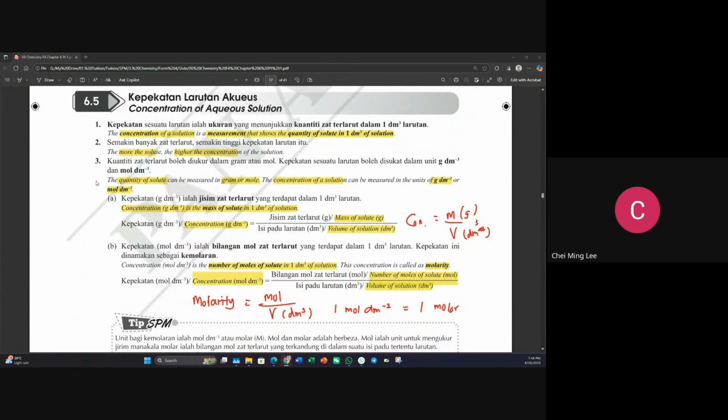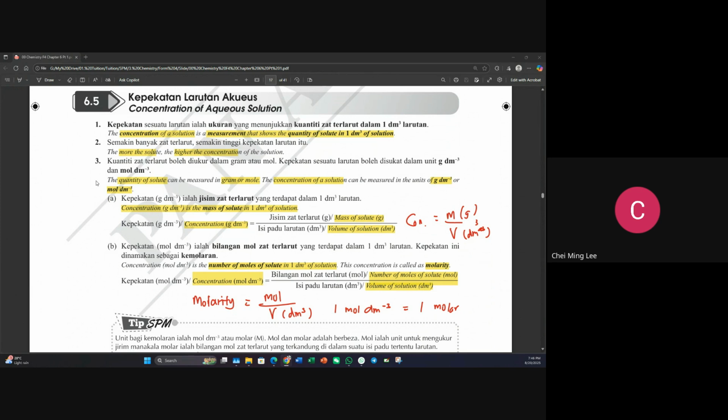So the concentration of aqueous solution. How do we calculate the concentration? The concentration is actually a measurement of the solute in the solution. Solute is like zinc chloride solution. Zinc chloride is the solute. The measurement of the solute in a standard unit of solution.